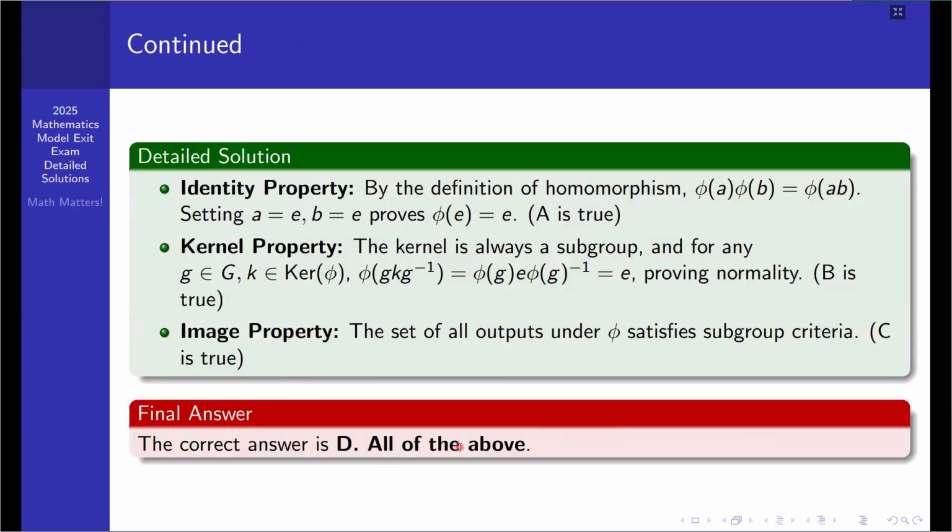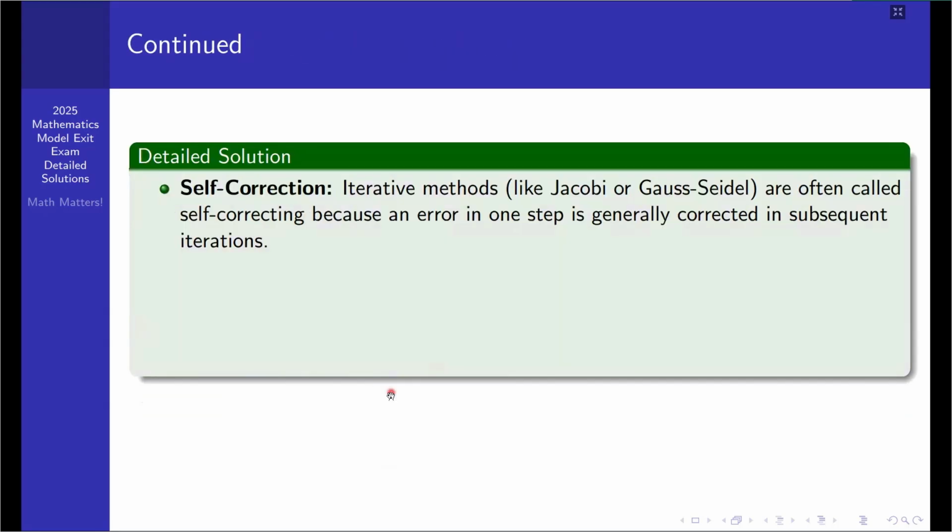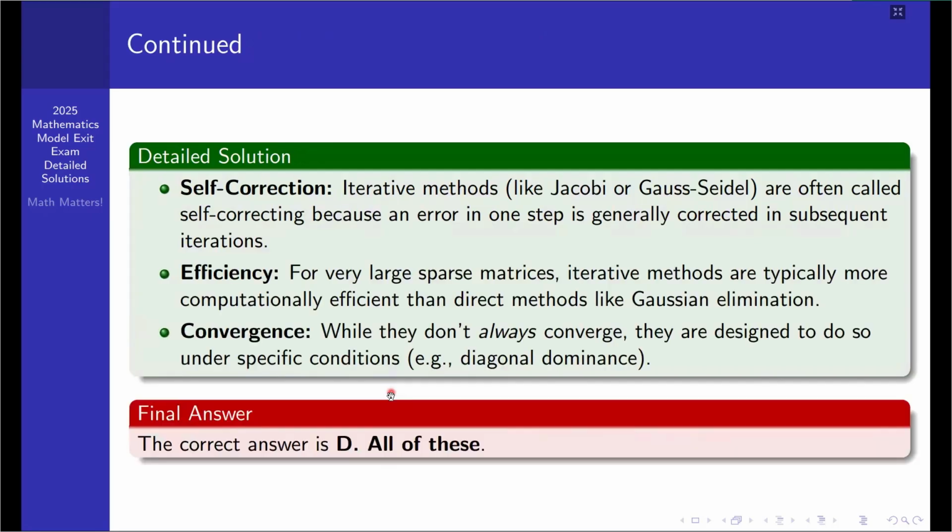That means, in the case of iterative methods, they are more effective than direct methods for very large sparse matrices, for example. They always converge to the same solution? It depends: whenever the coefficient matrix is diagonally dominant, they converge. They are self-correcting methods, of course, so all of the above is the better answer.